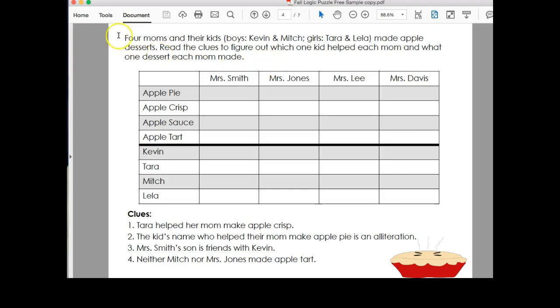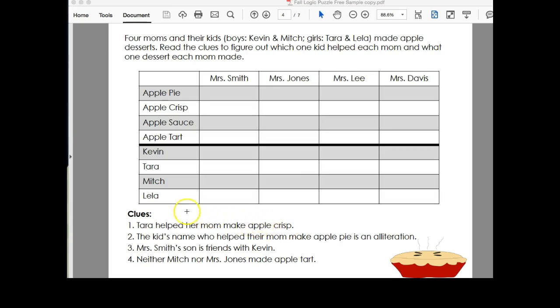So let's start by reading the story. Four moms and their kids, boys Kevin and Mitch, girls Tara and Leela, made apple desserts. Read the clues to figure out which one kid helped each mom and what one dessert each mom made. All right, so in our grid here we have Mrs. Smith, Mrs. Jones, Mrs. Lee, and Mrs. Davis. And then along the left column we have apple pie, apple crisp, applesauce, and apple tart. And the children Kevin, Tara, Mitch, and Leela.